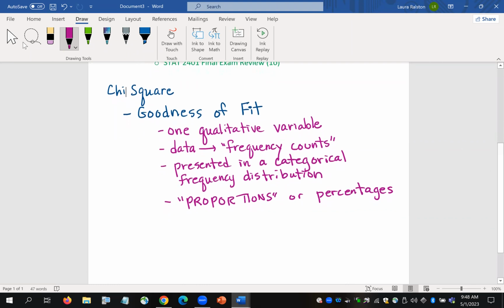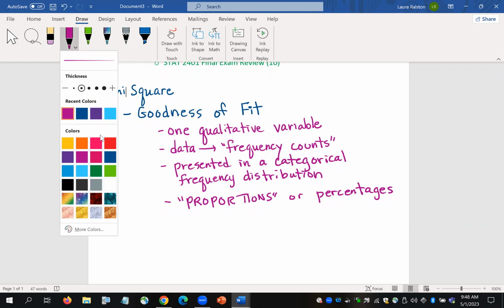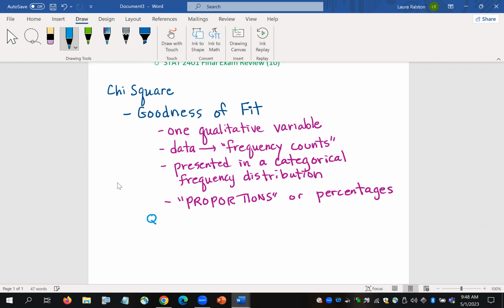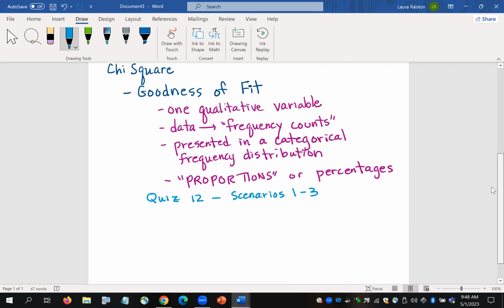And just because I looked this morning before we got started, I know that on quiz 12, the first three scenarios are chi-square goodness of fit.